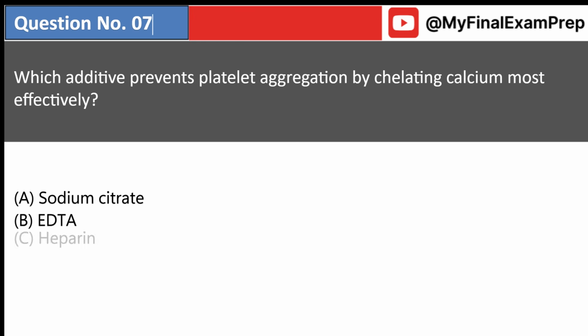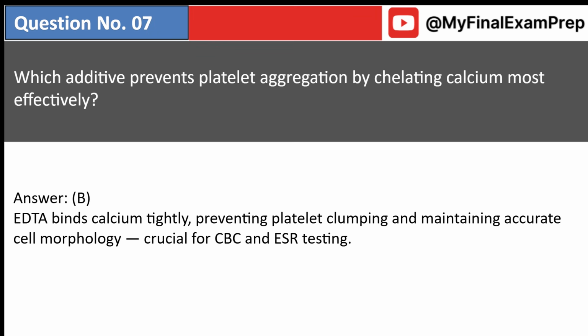Which additive prevents platelet aggregation by chelating calcium most effectively? A. Sodium citrate. B. EDTA. C. Heparin. D. Potassium oxalate. Answer: B. EDTA binds calcium tightly, preventing platelet clumping and maintaining accurate cell morphology, crucial for CBC and ESR testing.